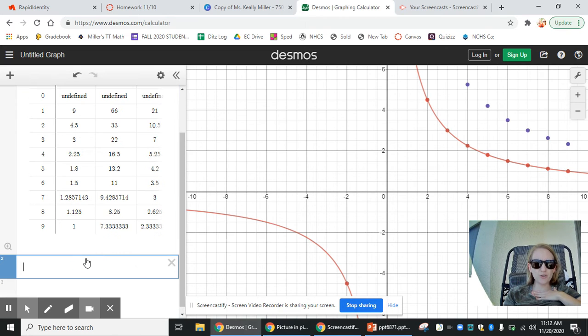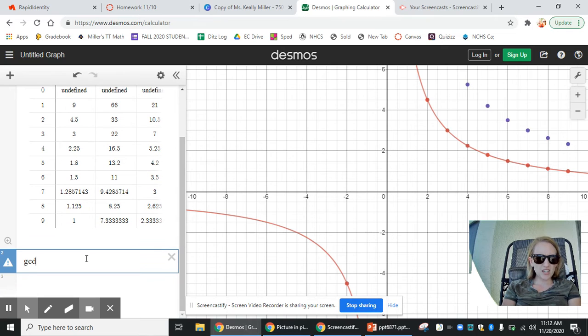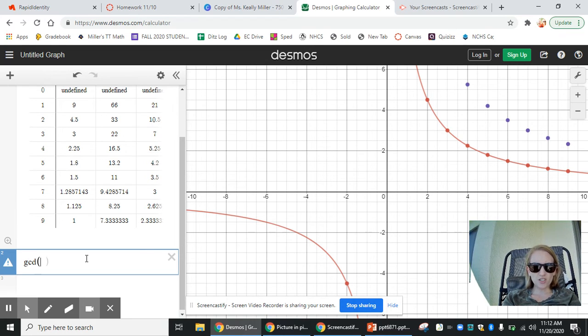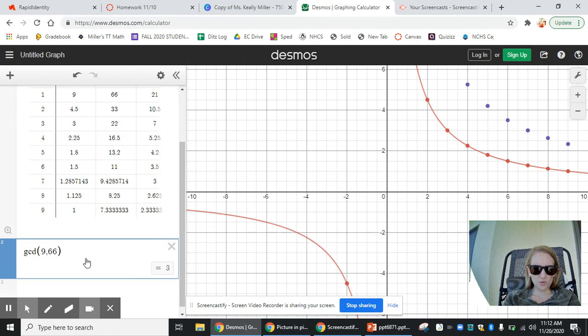Now that's if you have 3 numbers you're dealing with, an A, B, and a C value. If, for instance, you had just 2 numbers that you needed to find the greatest common factor of, you can actually type GCD, which stands for greatest common divisor, and you can type a parentheses and put 2 numbers in, and it'll give you your GCD or your GCF right there. It just doesn't work for more than 2 numbers right now. Hopefully that was helpful for you.